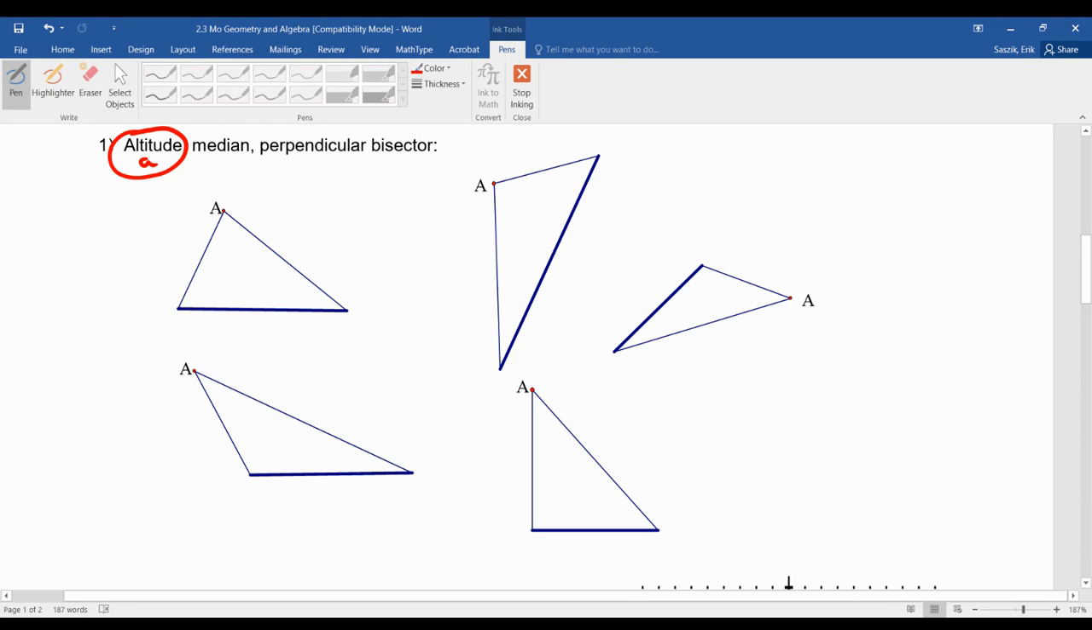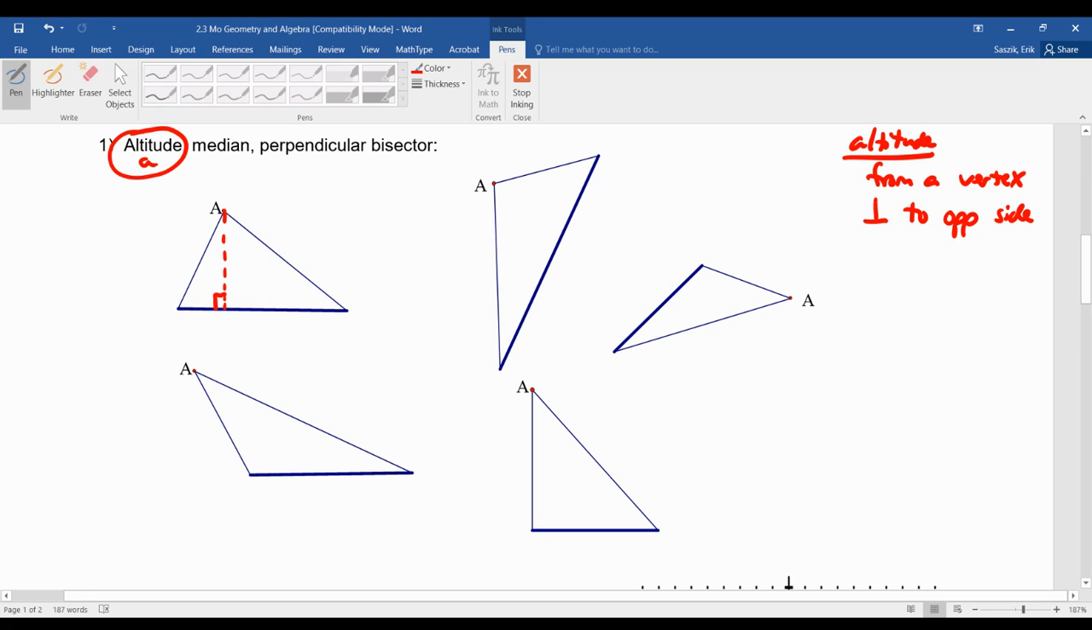Altitude, make some notes over here, has to come from a vertex. And it is drawn perpendicular, that's the perpendicular symbol, that upside down capital T, perpendicular to the opposite side. All right? So in this triangle, if you were going to draw an altitude from point A, that altitude would look roughly like this. Okay? All right?